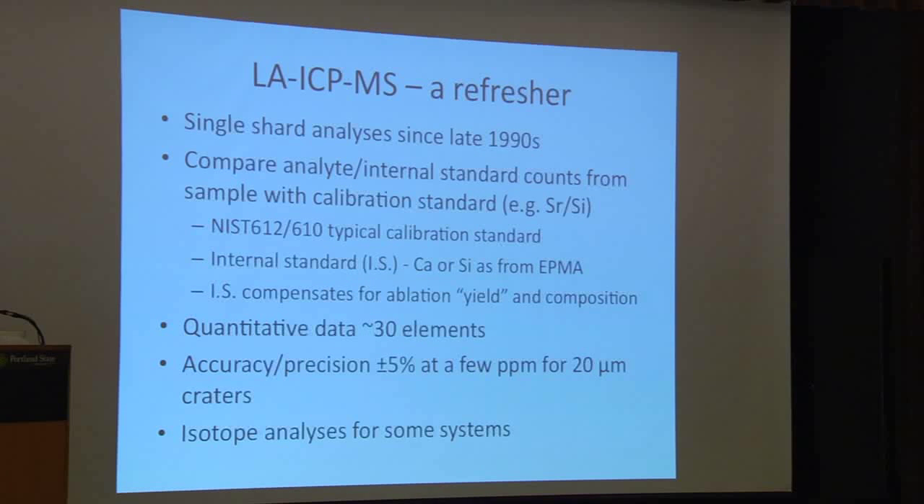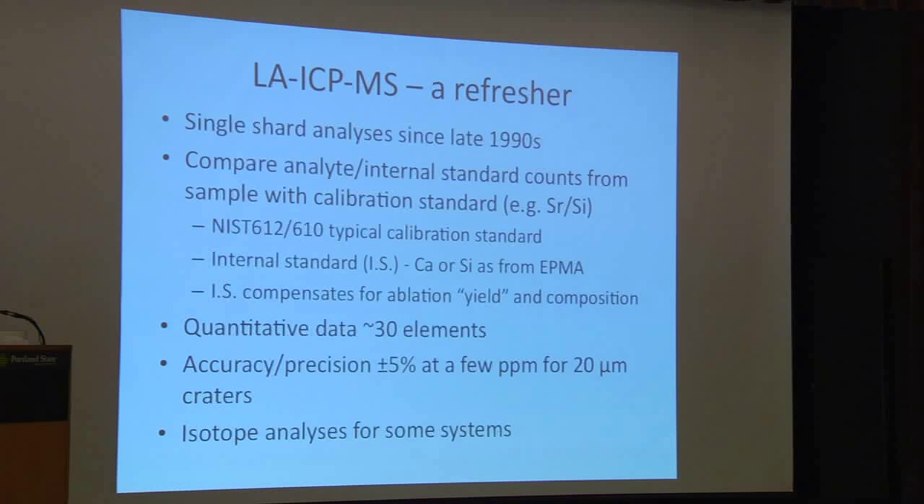Just for those of you who don't know what laser ICP-MS is all about, we've been working on single grain analysis by laser ablation ICP-MS since the late 90s. You fire a high-powered laser beam onto your piece of glass and vaporize the material, and then you compare an analyte element with an internal standard element, something like strontium over silicon, and then compare the ratio from your sample against a reference, a calibration standard, and the internal standard you use. We would usually use silicon, but calcium or silicon are used as internal standards.